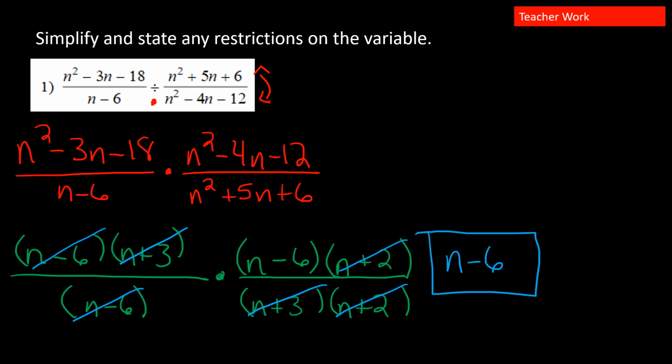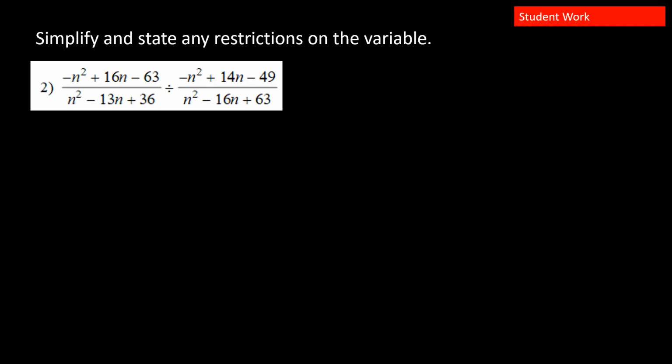And there are no restrictions at all to this, as we don't have anything in the denominator. n can be anything. So after all of this, we were just left with an n minus 6. All right, so let's go ahead and move on.